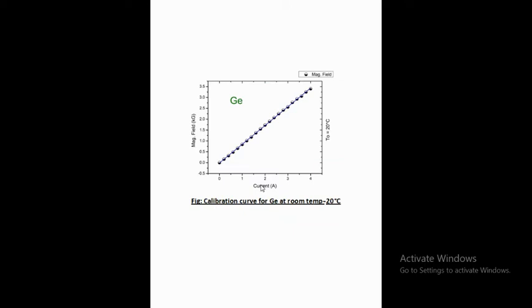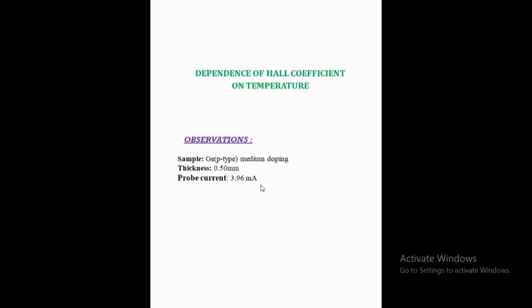This is the graph we obtain for the calibration, and as expected, it is a straight line passing through the origin. Now we calculate the dependence of the Hall coefficient on temperature.